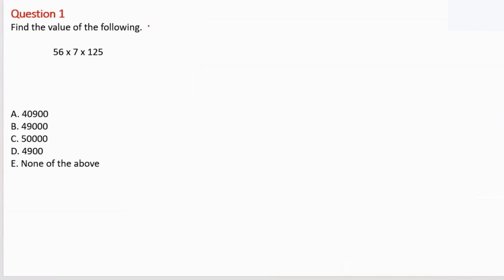Find the value of the following: 56 into 7 into 125. If we have this type of question, generally we can try to factorize it so that the product is in an easy form. Multiples of 10, hundreds and thousand will be very easy for us. I can factorize 56 as 7 into 8, and then into 7 into 125. Got it? If you see, 8 into 125 will make 1000, right?